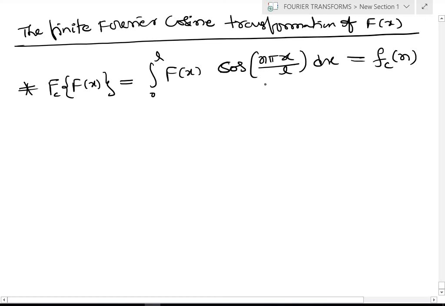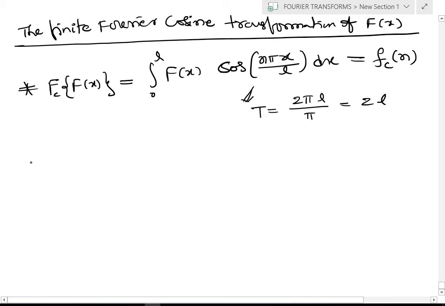In the same manner here also the time period will be the same. The time period will be the least value, we take n equal to 1. Don't take n equal to 0. That is n equal to 1, that is 2 pi divided by pi by L. That will be 2L. This will be the time period, so the length of the interval we are integrating.